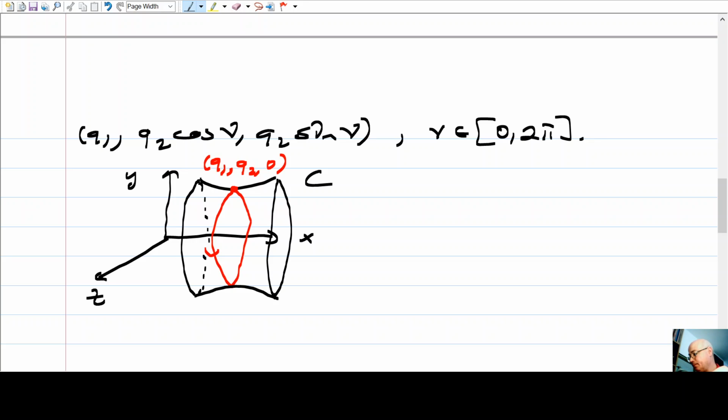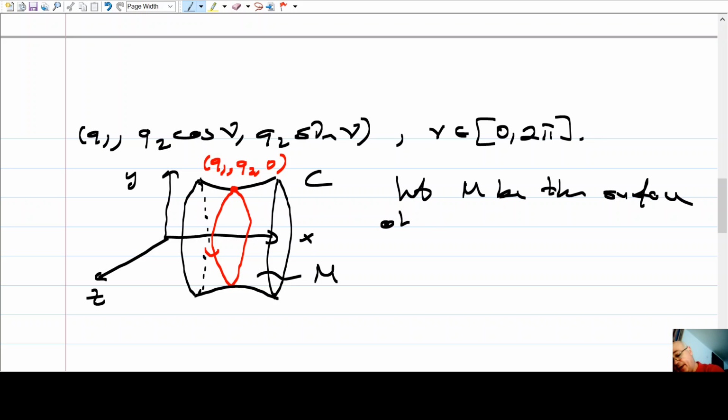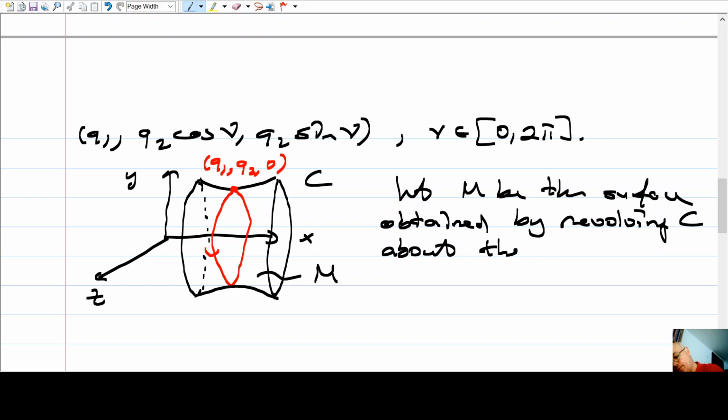All right. Now let M be this surface. So let M be the surface obtained by revolving C about the x-axis.